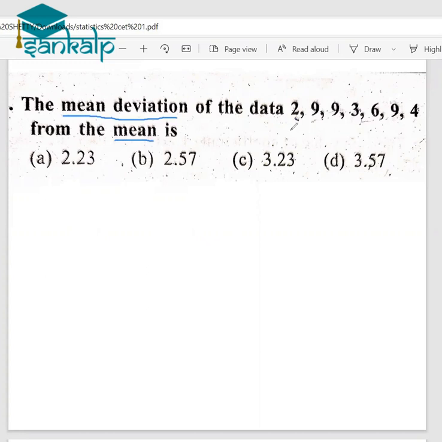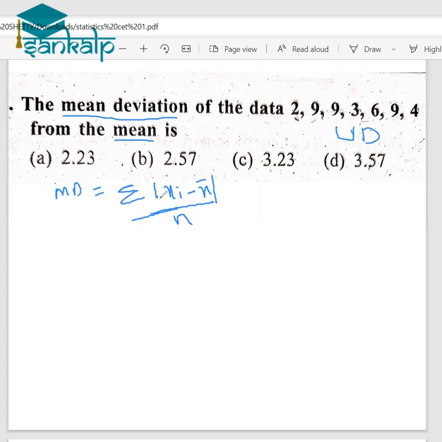Only scores are given, so this is ungrouped data. Since this is ungrouped data, we need to apply the formula for mean deviation, MD with respect to mean. The formula will be sigma mod of xi minus x bar, divided by n. So this is the formula.